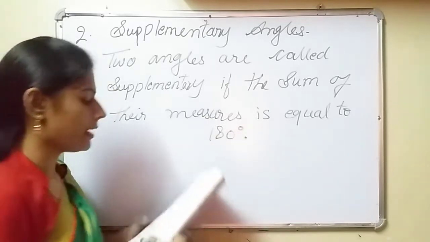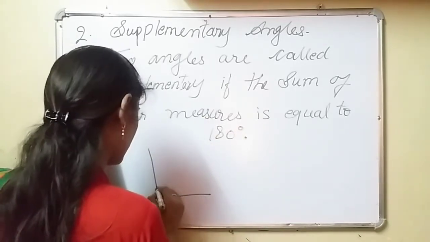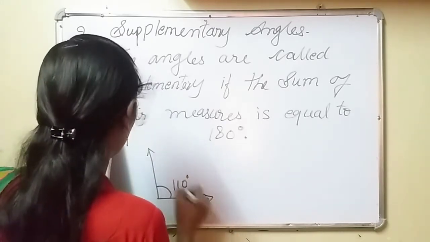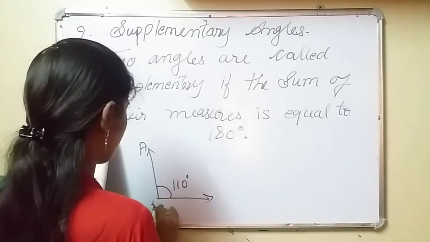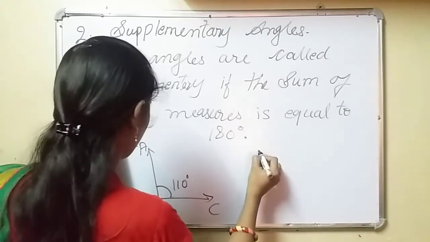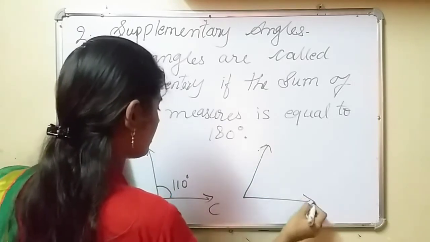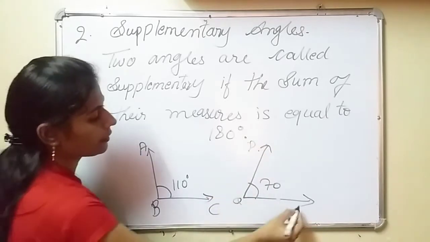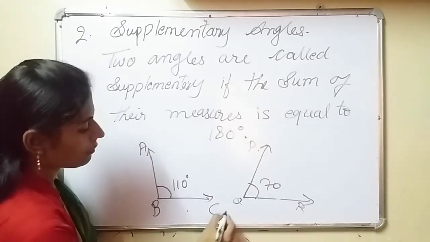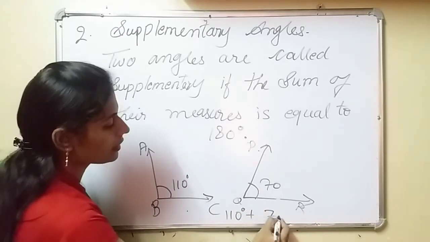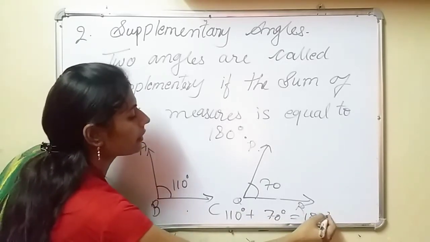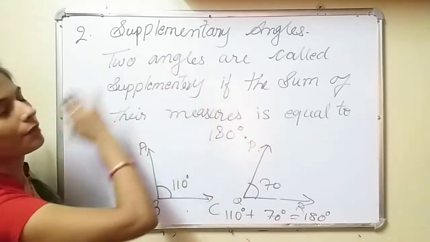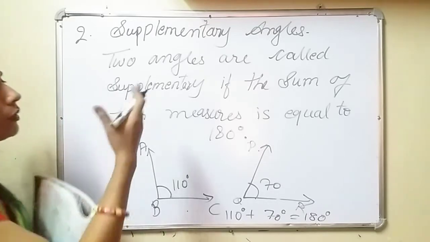supplementary angle. See example, that is 110 degree. Okay, that is A, B, C, and one angle is given here to you, that is 70 degree. Now the sum of these two angles P, Q, R. So 110 degree plus 70 degree is equal to 180 degree. This sum of these two angles is equal to 180 degree, then it is called your supplementary angle. So write this also.